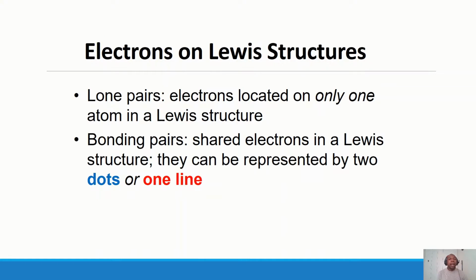A quick reminder again, on electrons in a Lewis structure, we have lone pairs. These are electrons located only on one atom in a Lewis structure. We also have the bonding pairs. These are the electrons that you're going to represent in the form of dots or a line. We're going to get to that also.